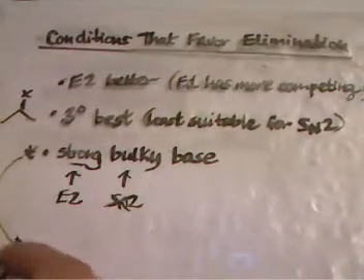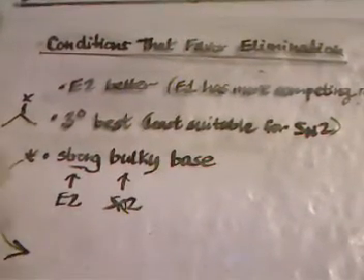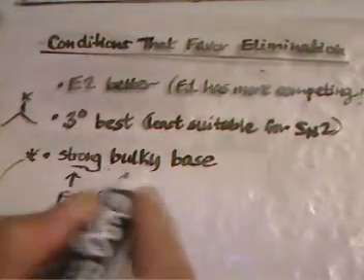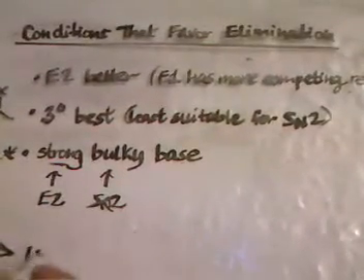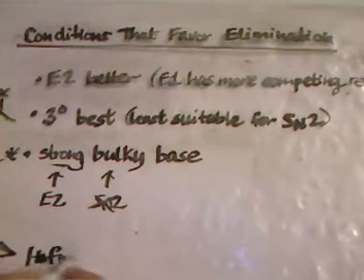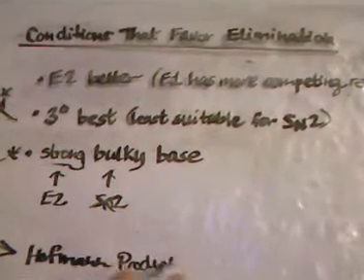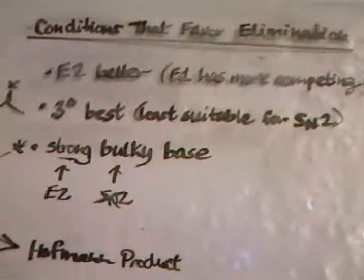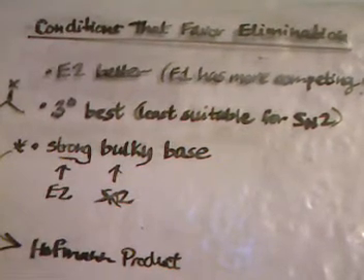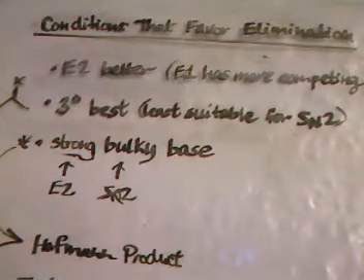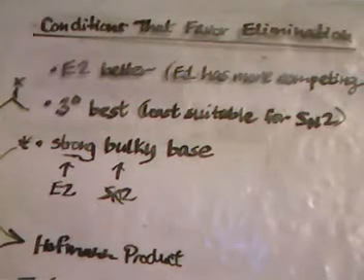And the most important thing that I want to add to this point is that a strong bulky base also facilitates the making of a Hofmann product, which is also called the anti-Zaitsev product. So we have learned previously that most eliminations follow the Zaitsev rule and form the Zaitsev product, which we can review.